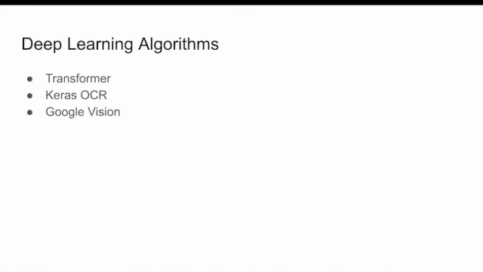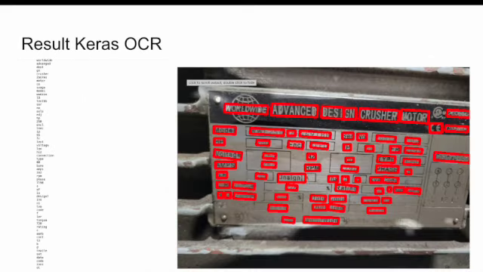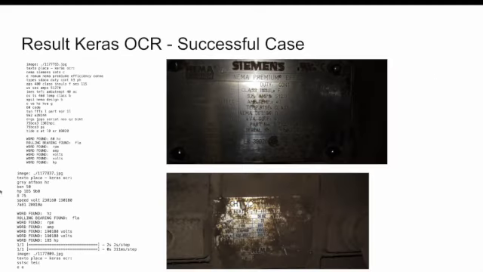So what was my approach? I tried 3 different deep learning models: Transformer, Keras, and Google Vision. Keras was an out-of-the-box library that I found. It was very useful, it's free, but it did not give me the results I was expecting. So as you can see here, it's not very organized. I even tried to search for the nearest value for each word that I wanted. As you can see, I was searching for hertz, for the rolling bearing number, for the RPM, but it was not as good.